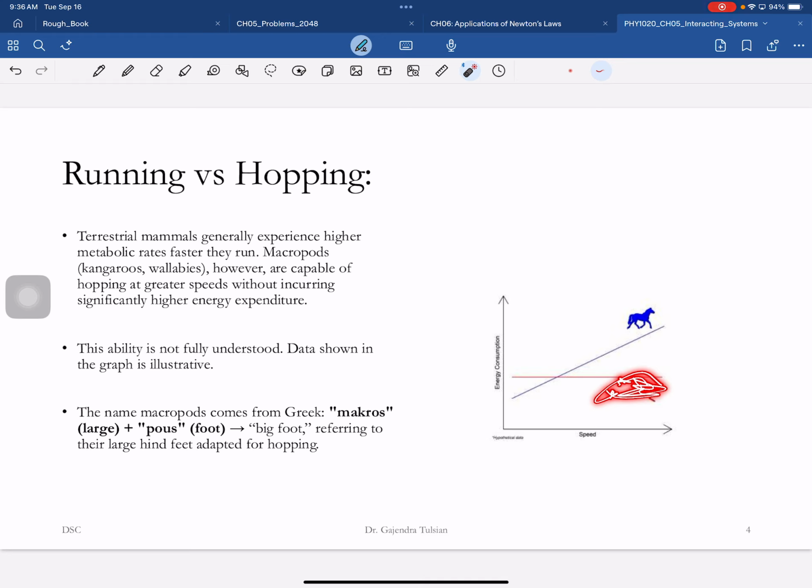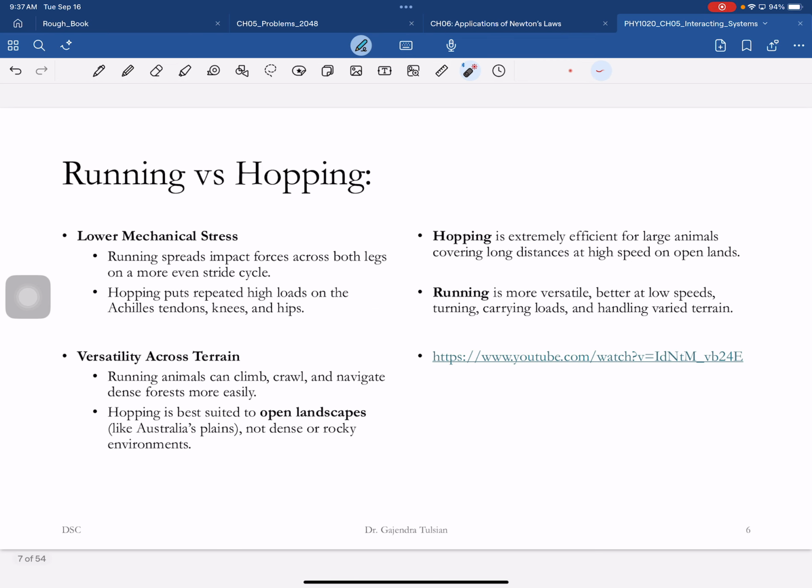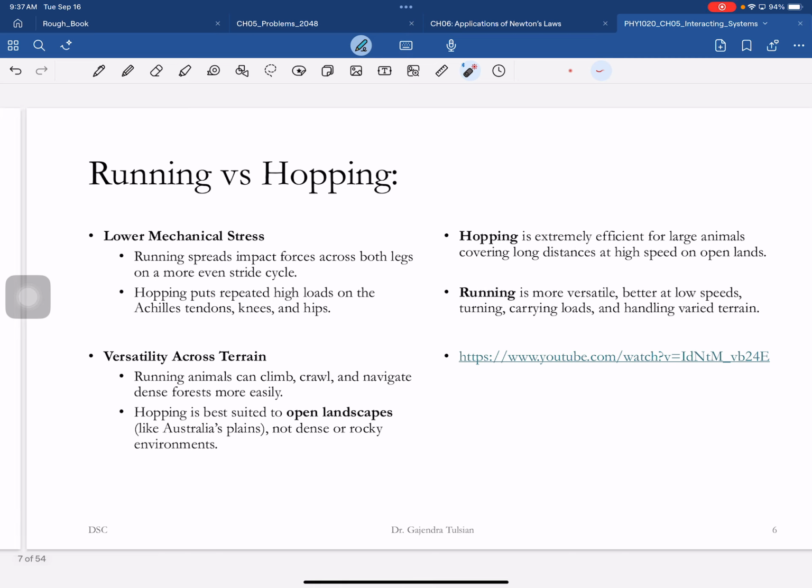It turns out that hopping is good in flat, open environments. If you have uneven terrain, you've got to make turns and so on, and hopping is not a good strategy. Also, hopping puts repeated high loads on the tendons, knees and hips. Structurally you have to be very strong, and kangaroos don't get knee replacement surgery. Once they've gone bad, you're done.